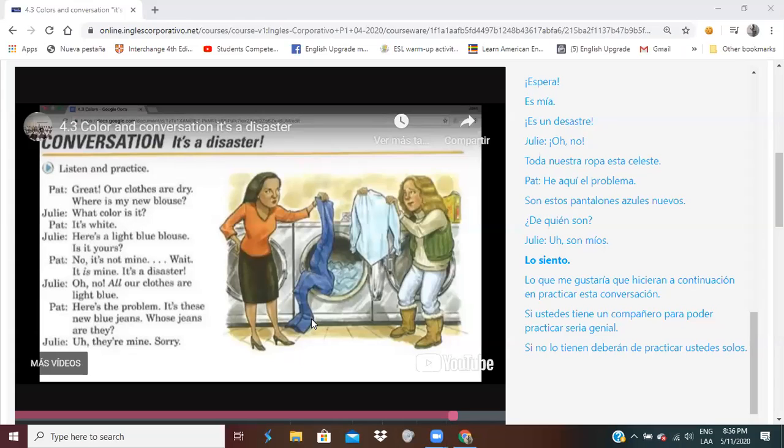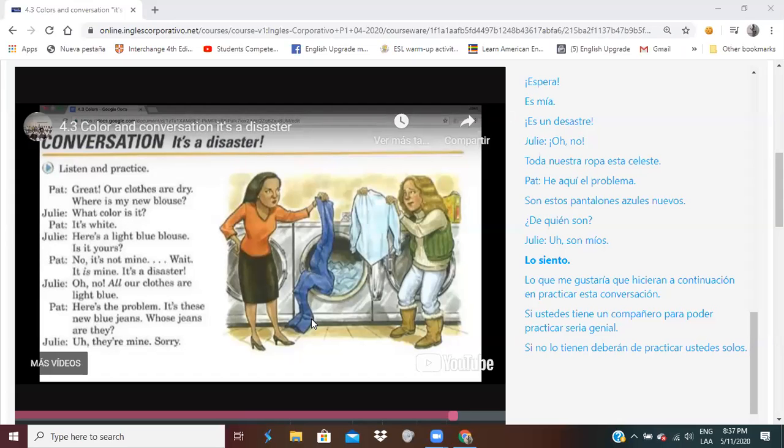What color is it? It's white. Here's a light blue blouse. Is it yours? No, it's not mine. Why? It is mine. It's a disaster. Oh no, all your clothes are light blue. Here's the problem. Is this new blue jeans? Whose jeans are they? Oh, they're mine. Sorry.